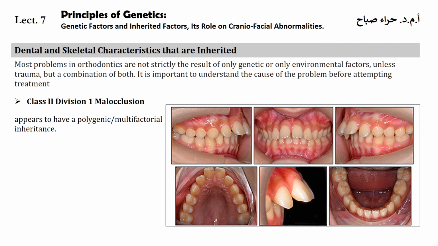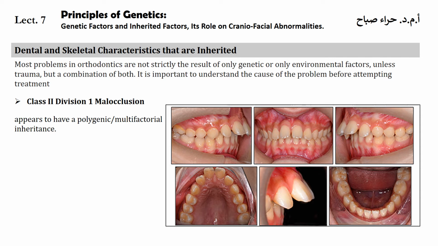Most of the problems in orthodontics are not strictly the result of only genetic or only environmental factors, unless trauma, but a combination of both. It's important to understand the cause of a problem before attempting treatment. As we see here, the studies showed that class 2 division 1 malocclusion appears to have a polygenic multifactorial inheritance.